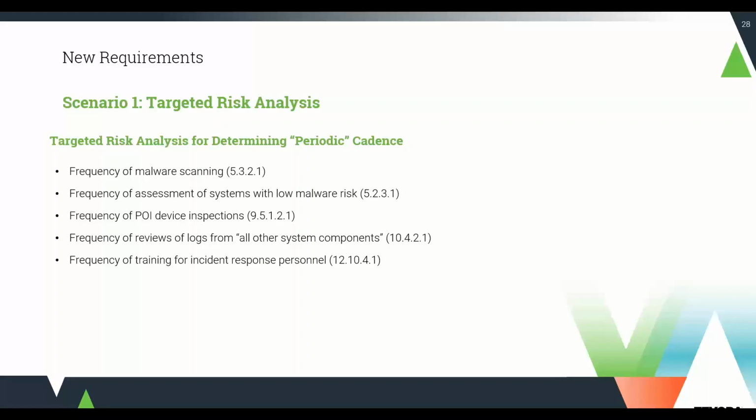Examples being malware. How often should your malware scanning tools be scanning periodically? If there are systems in the environment that you can just consider low risk to malware, such as a lot of organizations say Linux systems do not need anti-malware, a targeted risk analysis needs to be done for how often we should evaluate the threat to our Linux systems again. And so we make sure we can keep up with that evaluation. Additionally, frequency of point-of-sale inspections, frequency of reviewing logs, and frequency of training for incident response personnel.